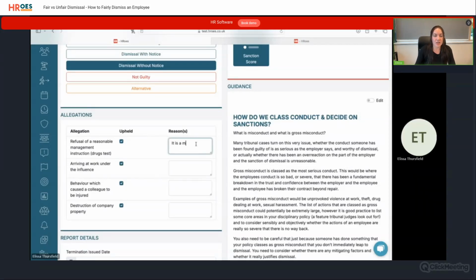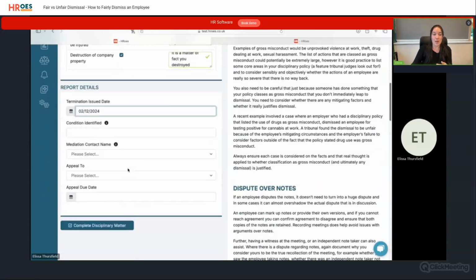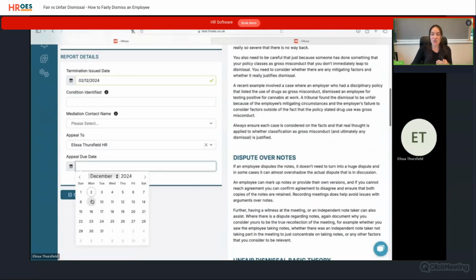So refusal to follow reasonable management instruction. We're saying that it's a matter of fact the test was refused. The instruction was considered reasonable due to the events leading up to the incident. And we put all of our reasoning in here. And what this does is it then transfers it to the outcome letter. And so again, what we're doing here is we're taking some of this work away from you so that, as you'll remember in my top tips, what I've said to you is make sure that we are saying what someone's been accused of, why we found them guilty, and what reasons we have for the decision making.